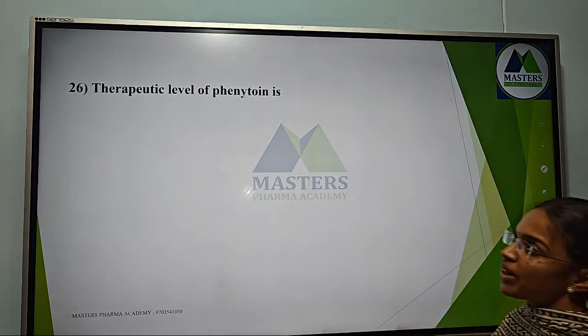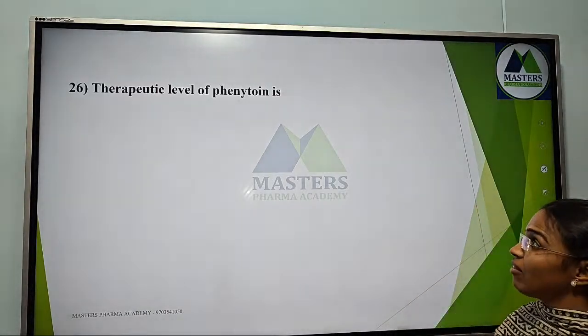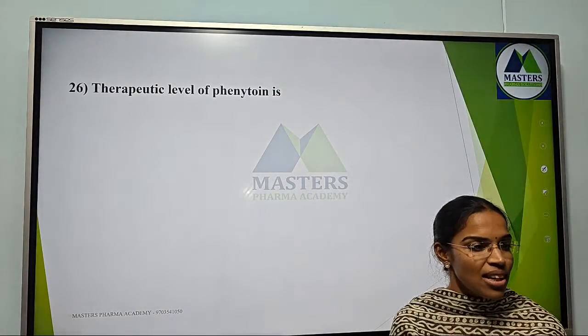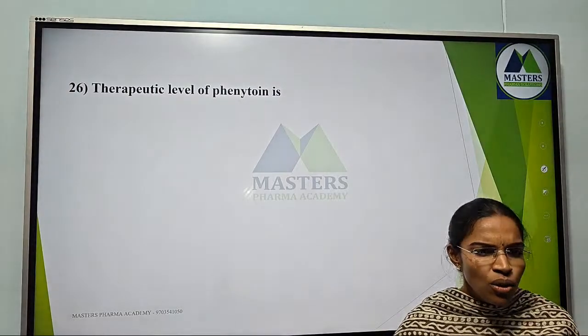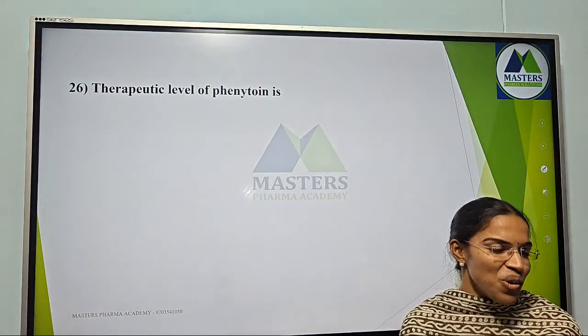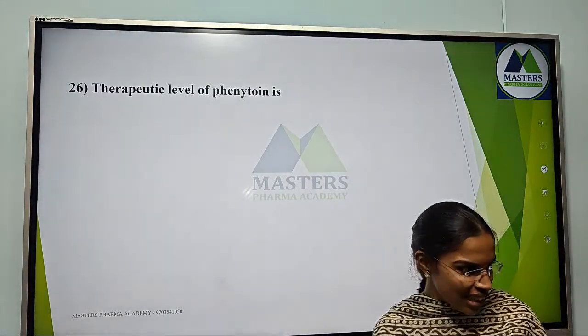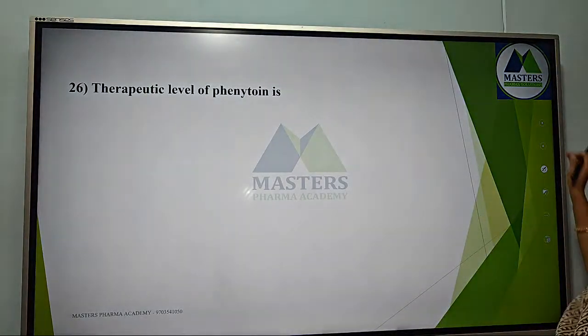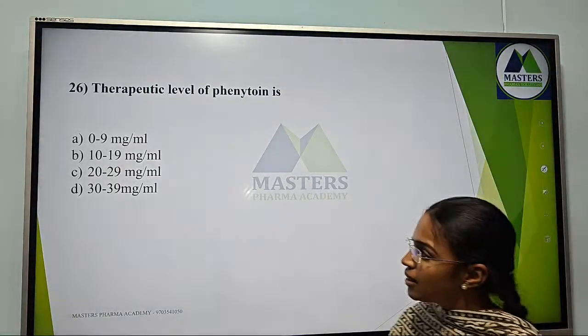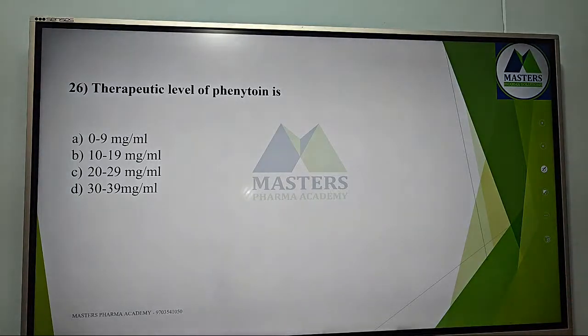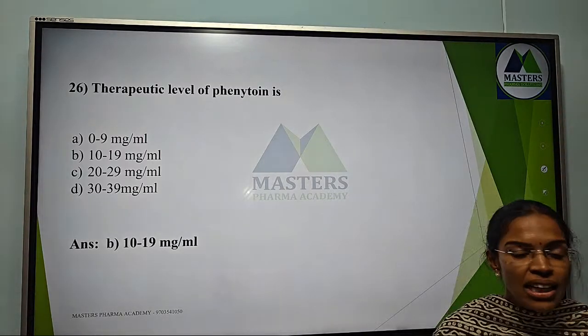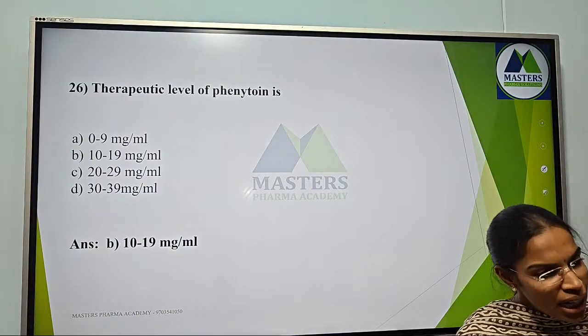Moving on to the next question. The therapeutic level of phenytoin is. This is something you need to remember. There is no analysis in this; it is not an analytical question. The therapeutic level of phenytoin is 0 to 9 mg per ml, 10 to 19 mg per ml, 20 to 29 mg per ml, or 30 to 39 mg per ml. The right answer is 10 to 19 mg per ml.